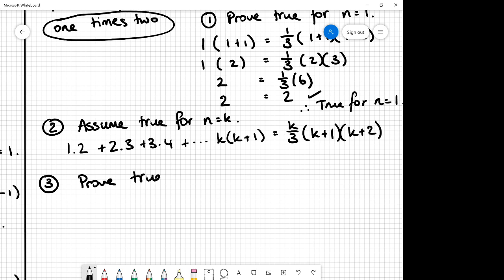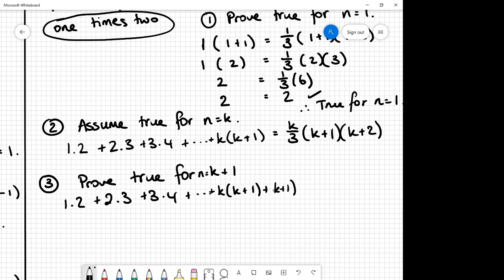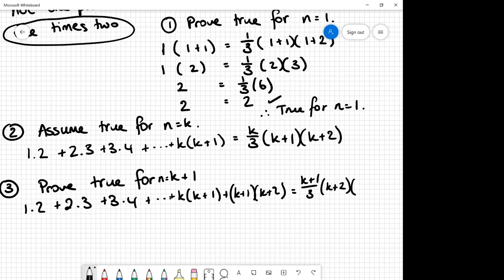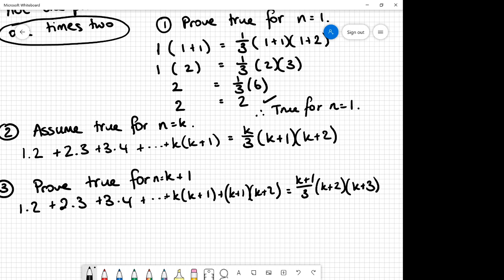Step 3. Let's prove that it's true for n equals k plus 1. So 1 times 2 plus 2 times 3 plus 3 times 4 all the way up to k by k plus 1 plus k plus 1 by k plus 2. That's equal to k plus 1 over 3 by k plus 2 by k plus 3.